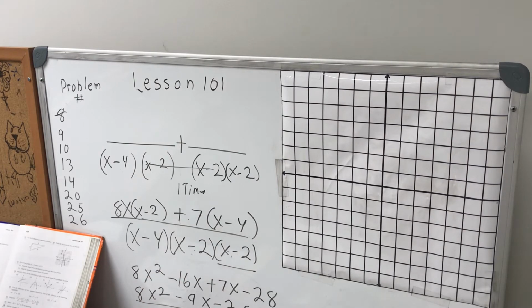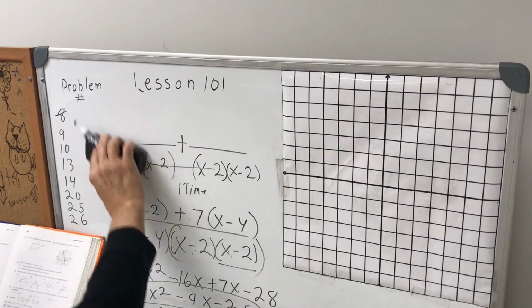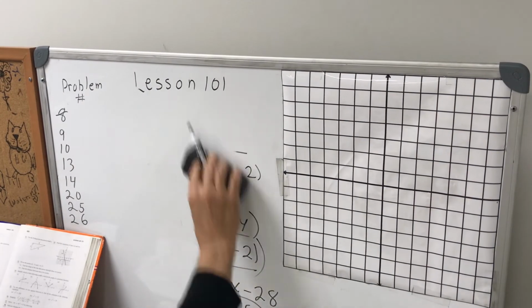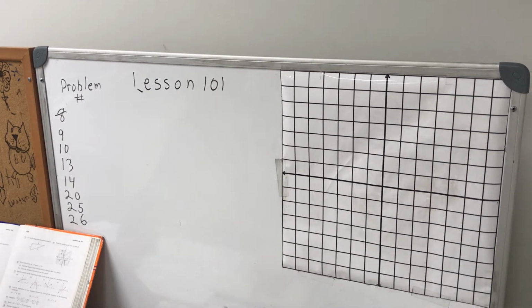We can do that like this: x negative 2 squared, because we have two of these. x negative 2 squared and then x negative 4. Okay, these are a bit more complicated. I'm hoping you're staying with me. That is number 9.